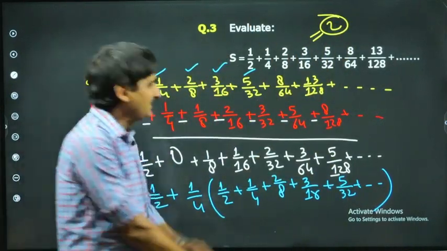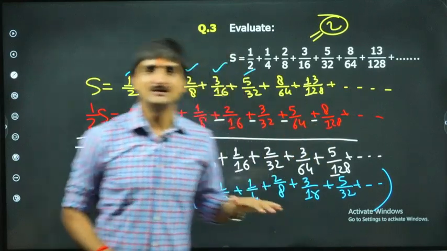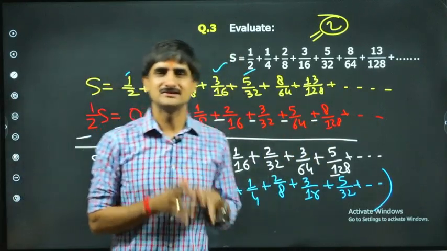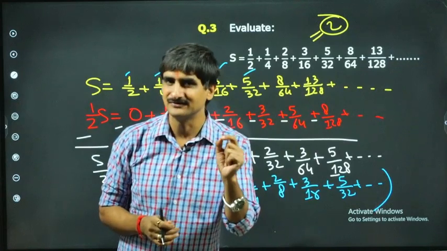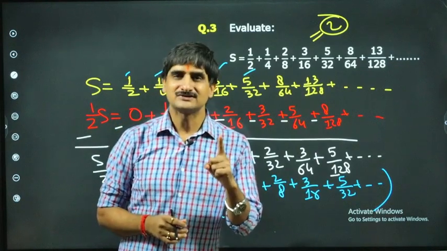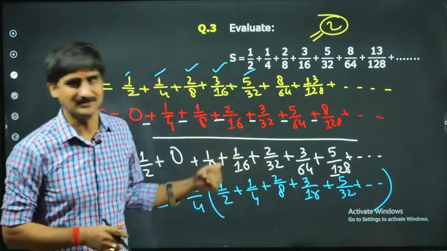Okay, so see, whenever we have a GP in the denominator, that's what I will suggest to try at least once. Okay, we did it in the very first question. If you remember, I did it here again.